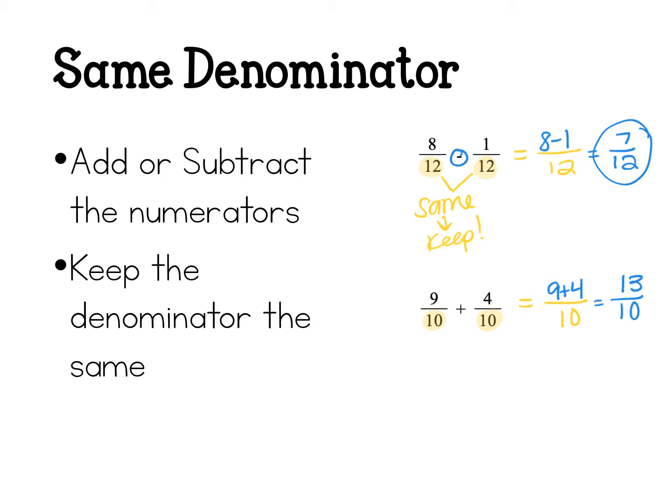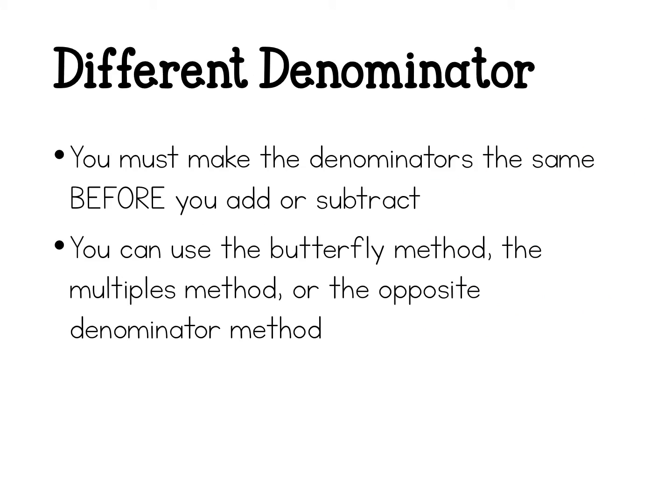And you'll notice in this fraction that the numerator, or the top number, is bigger than the denominator, or the bottom number. That means that this fraction is an improper fraction. And we'll learn more about those a little bit later on.